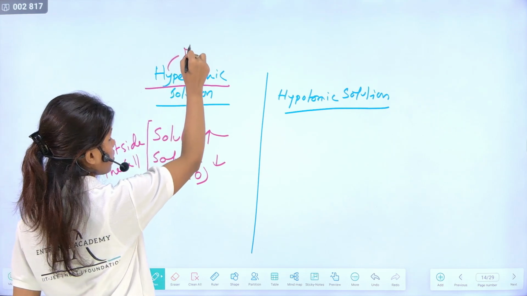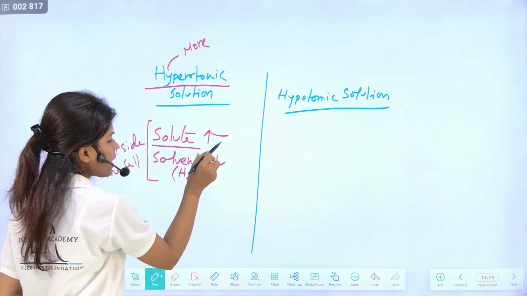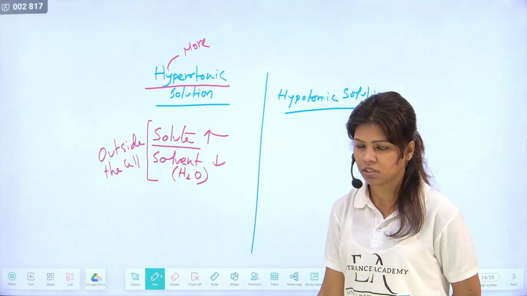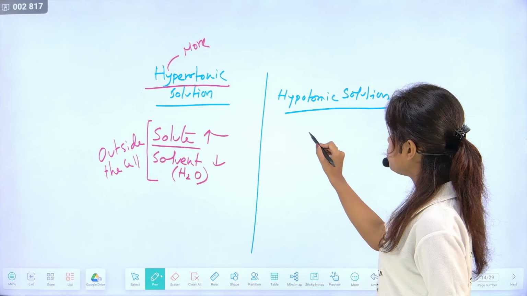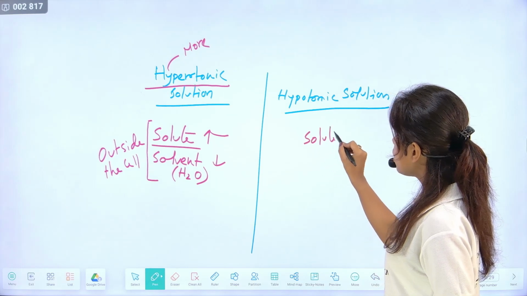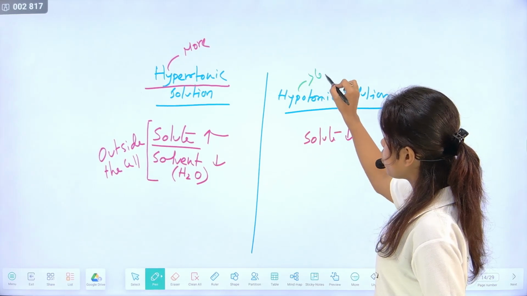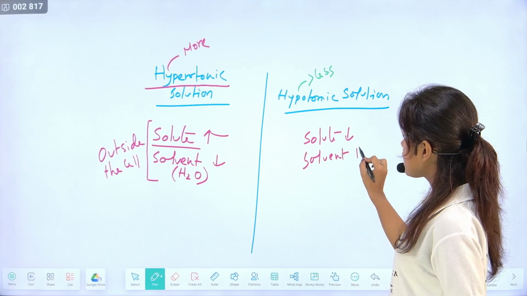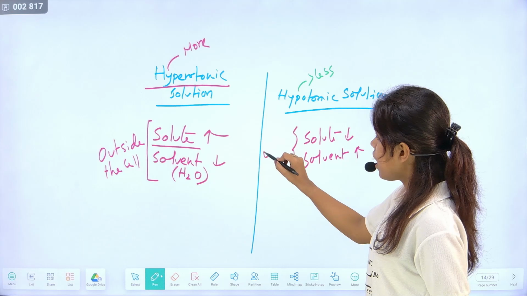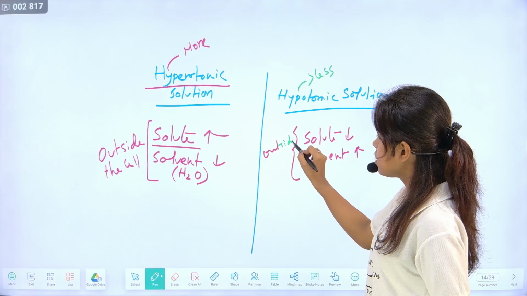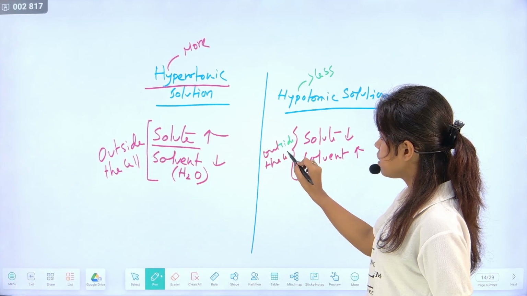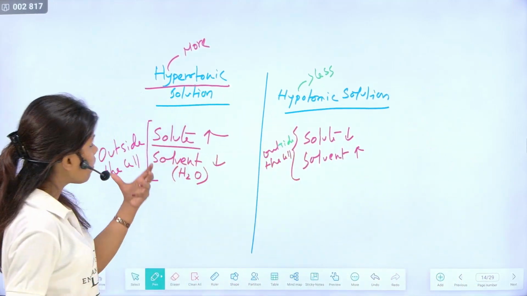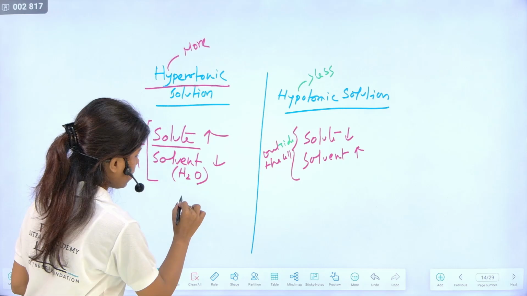Hyper means more. So outside the cell, if the solute concentration is higher, then we can say that it's a hypertonic solution. Whereas in case of hypotonic solution, the solute is low, hypo means less or low, and solvent, that is water, is high, outside the cell.